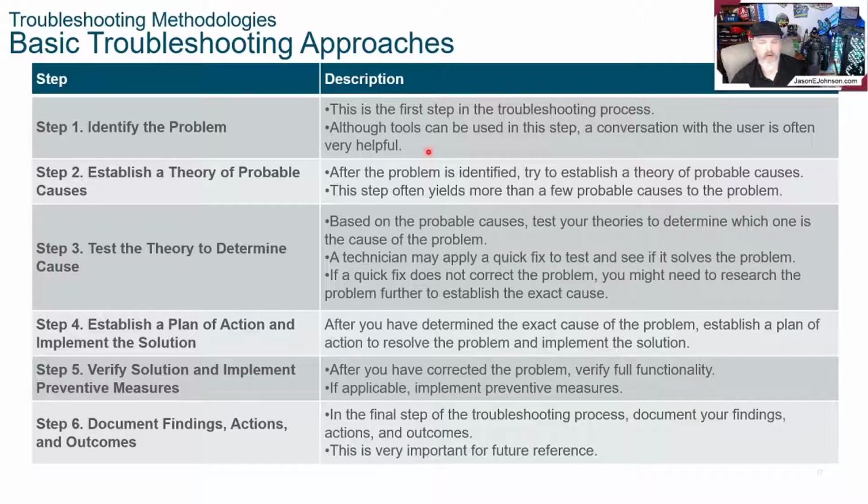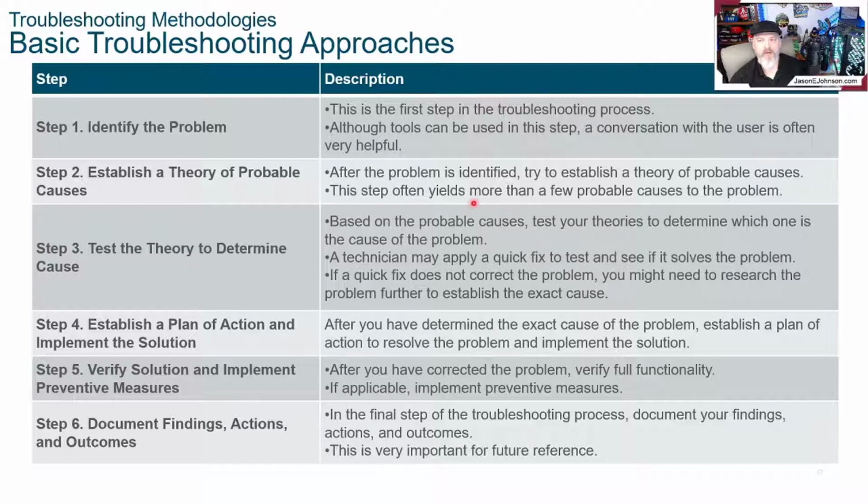Was there a power surge? Was there software installed? Did anything get updated? Was there anything weird happening with the internet different than it had happened before? Those are the types of questions you're going to be asking. Then you want to establish a theory of probable cause. What do you think is going on? It doesn't necessarily have to be correct at this point. It's just what do you think is going on?